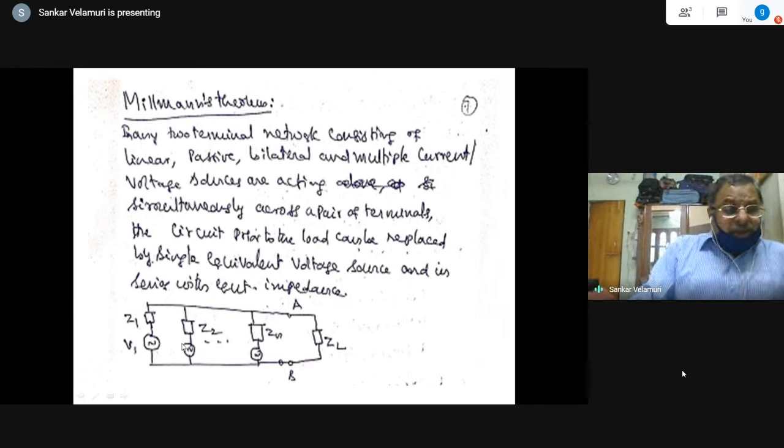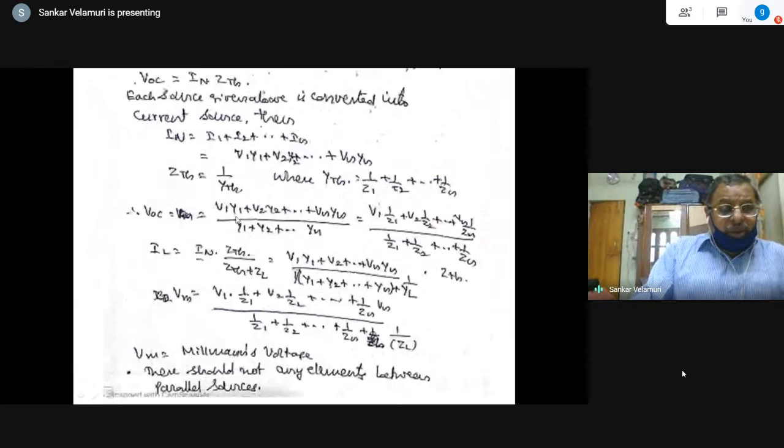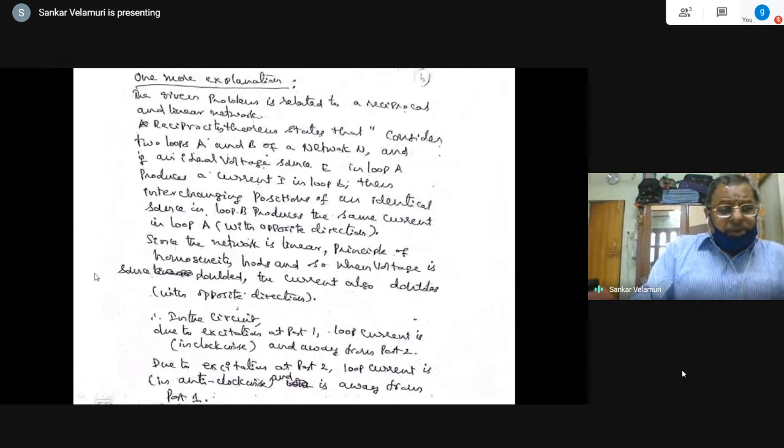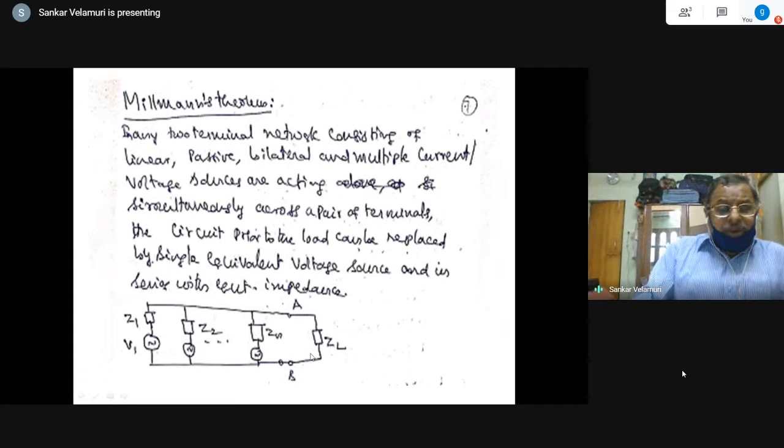So with simultaneous application of the parallel voltages connected across a pair of terminals, together with the load condition, you can find the open circuit voltage by replacing them with current sources. V1 by Z1 is V1 into Y1, that is admittance. So the algebraic sum of the currents is V1 Y1 plus V2 Y2 plus so on plus Vn Yn. And Y Thevenin is 1 by Z1 plus 1 by Z2 plus so on plus 1 by Zn, and this is Z Thevenin. That means replacing the voltage sources by the internal impedances, 1 by Z1, gives the open circuit voltage. That's what we did.